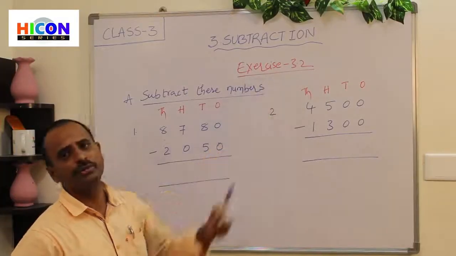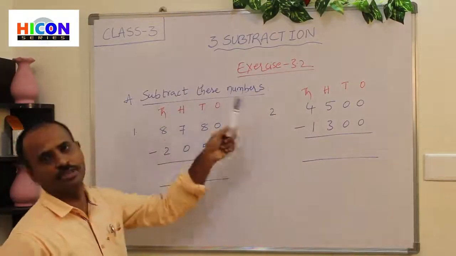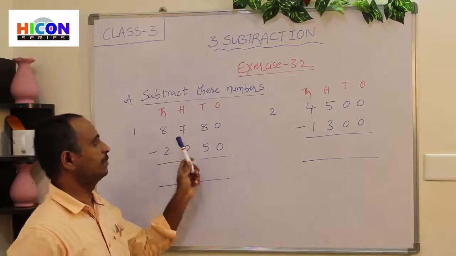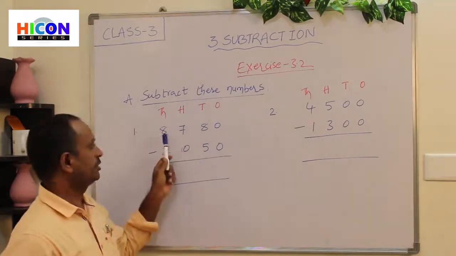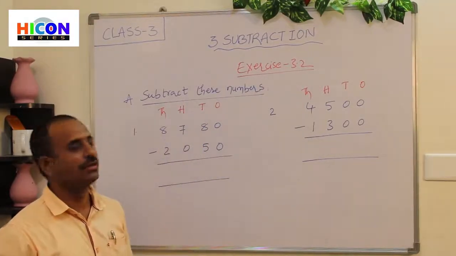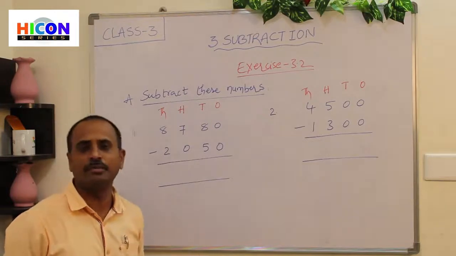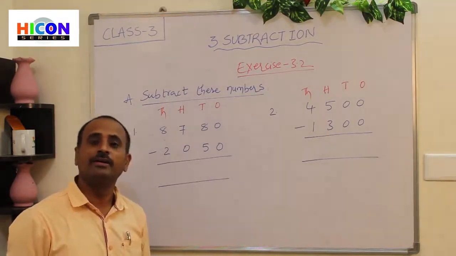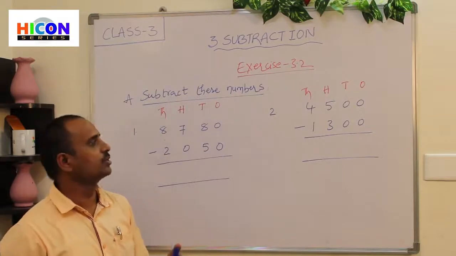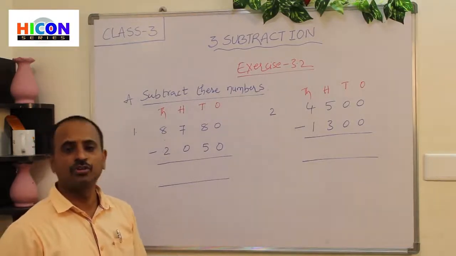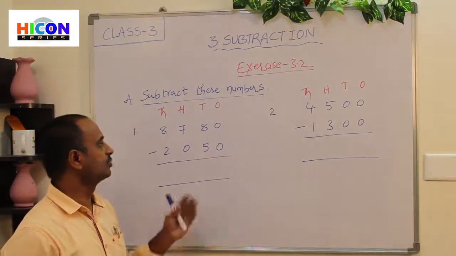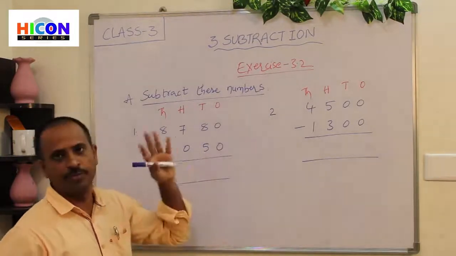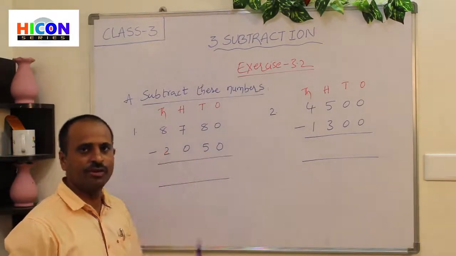Exercise 3.2. Subtract these numbers. So there are two problems. Subtraction of 4-digit numbers. How can we subtract 4-digit numbers without regrouping? I have already explained by taking an example how to subtract 4-digit numbers without regrouping. So let us practice two problems in exercise 3.2 on subtraction of 4-digit numbers.